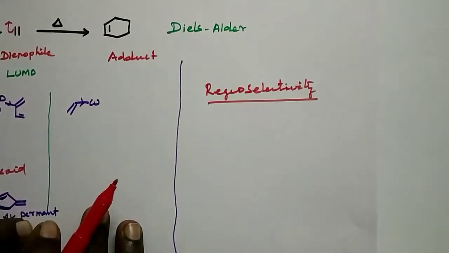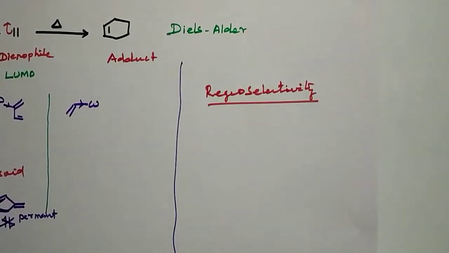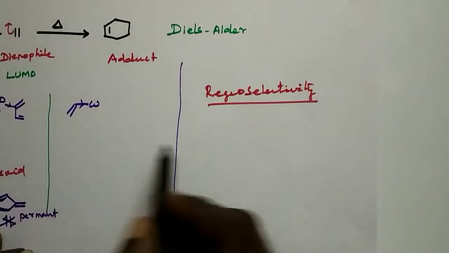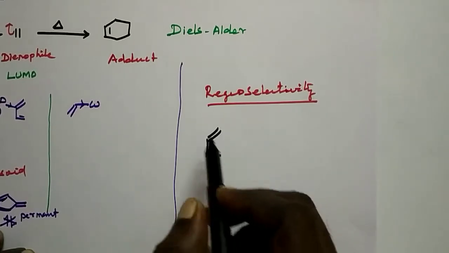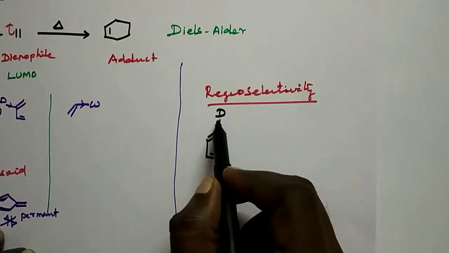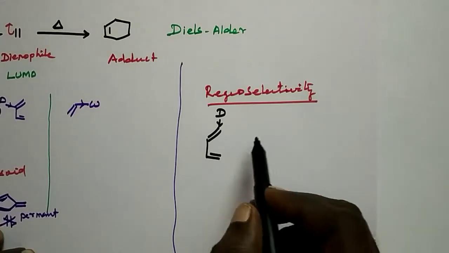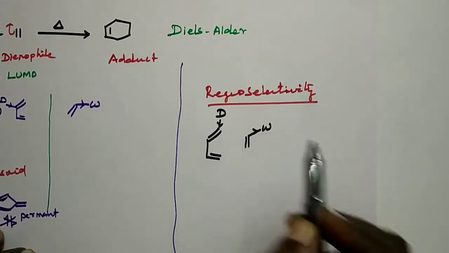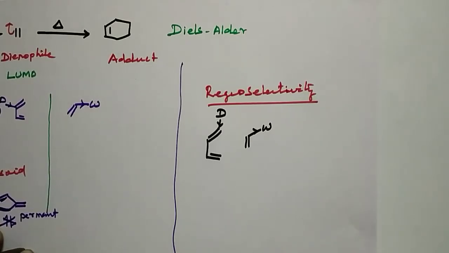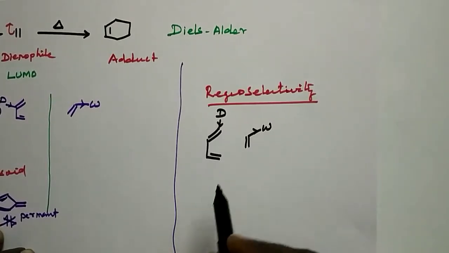Regioselectivity of Diels-Alder reaction. Okay. What is that regioselectivity? You see, as I said, the electron rich part should be connected with the electron rich group, and this must be connected with the electron withdrawing group. So if that is the case, how can I write this?